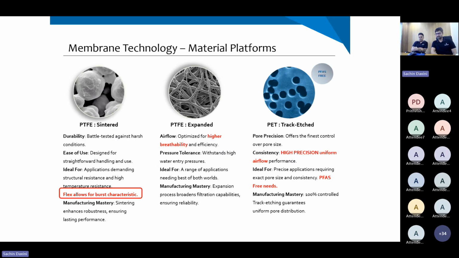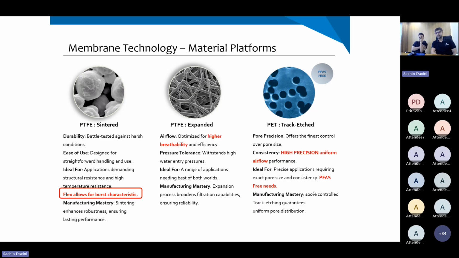Moving on to membrane technology specifically. There are three types of membrane platforms that we work with at PorVent. The first one is a porous PTFE. It is called sintered PTFE. The ideal use case for a sintered PTFE is for flex related applications. So in the battery pack industry, sintered PTFE is the technology of choice. Not too many companies manufacture vents using sintered technology. So this is something that is special to us. And it is really very ideally suited to battery pack applications.